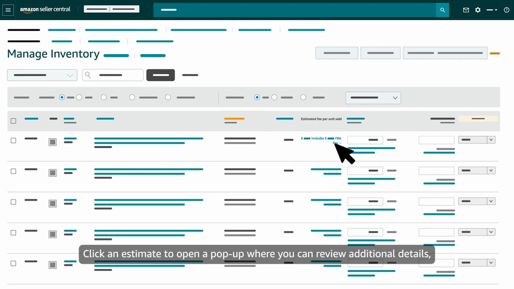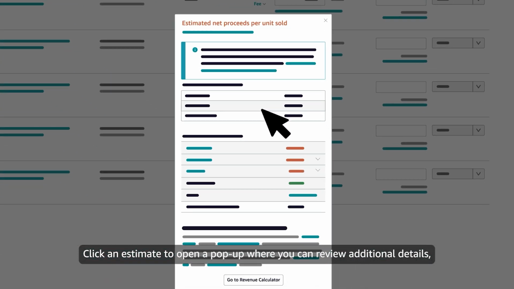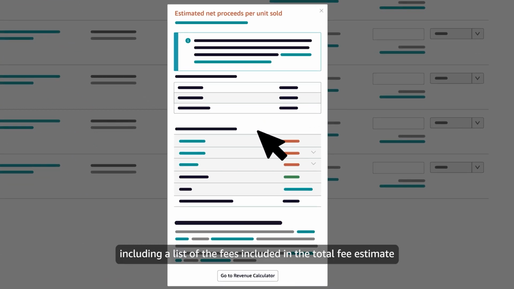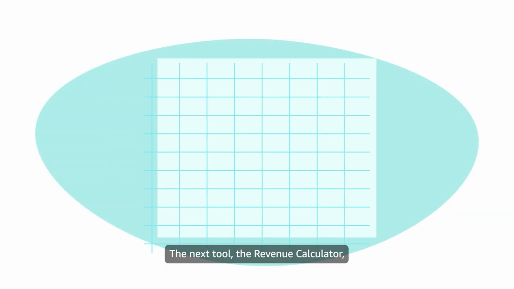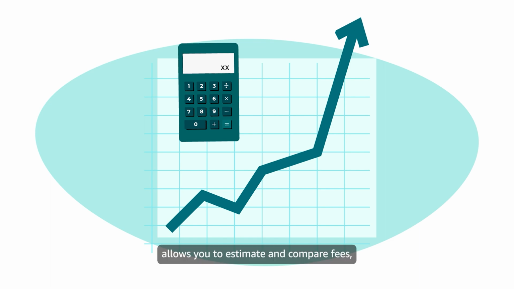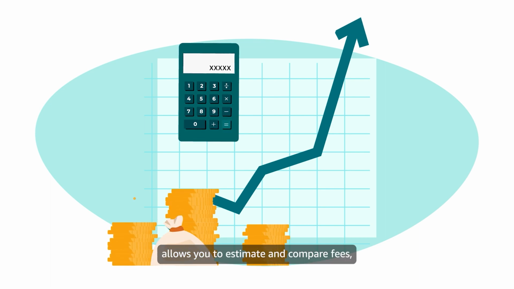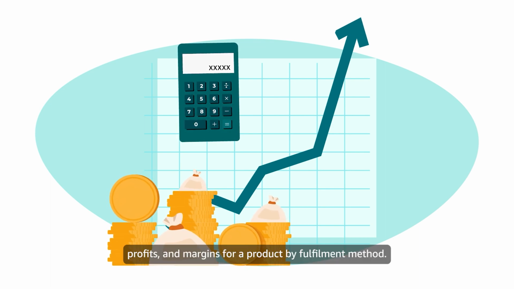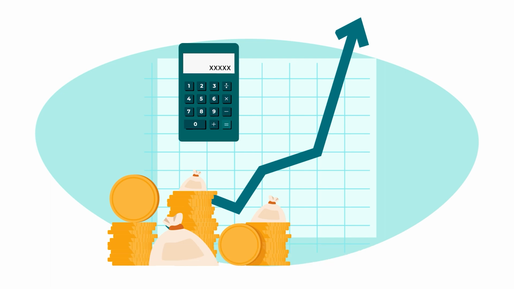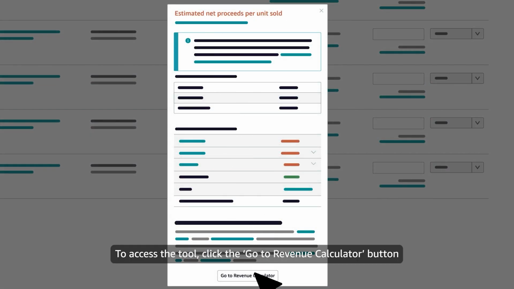Click an estimate to open a pop-up where you can review additional details, including a list of the fees included in the total fee estimate and your estimated net proceeds from an individual sale. The next tool, the Revenue Calculator, allows you to estimate and compare fees, profits, and margins for a product by fulfillment method. To access the tool, click the Go to Revenue Calculator button at the bottom of the Estimate Net Proceeds Per Unit Sold pop-up.